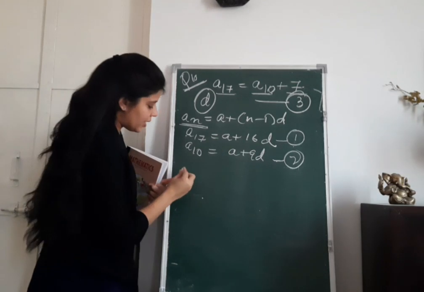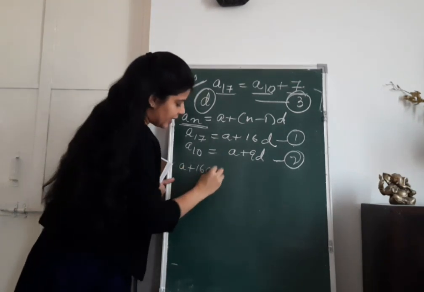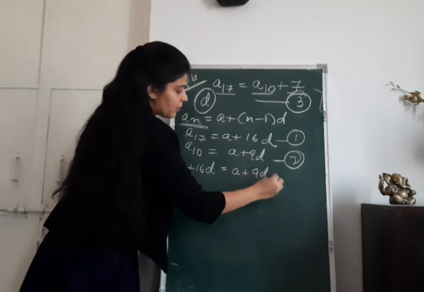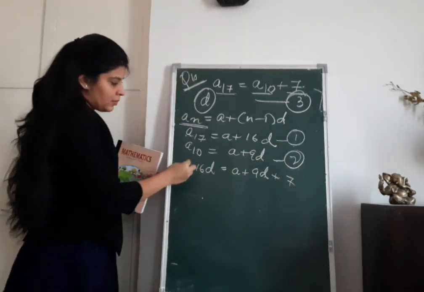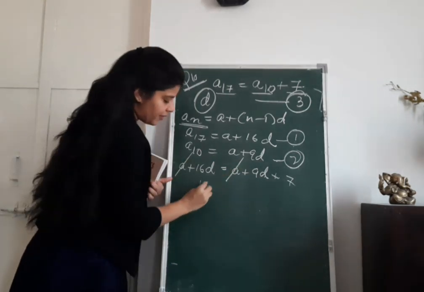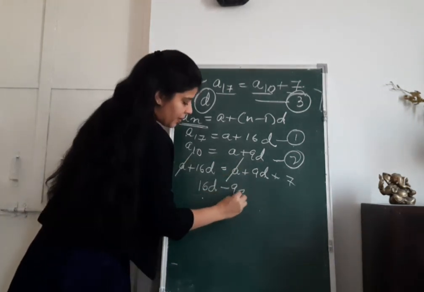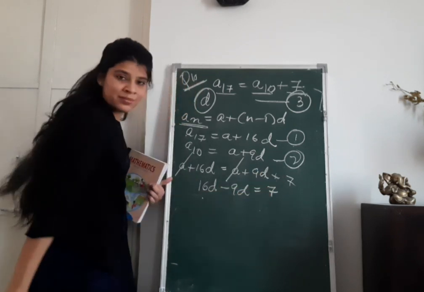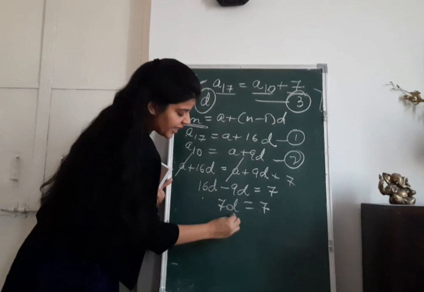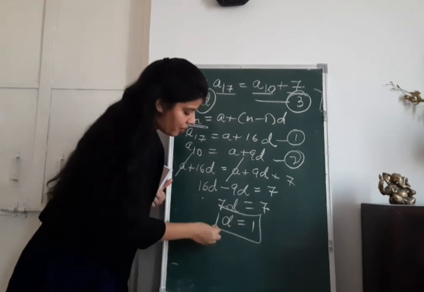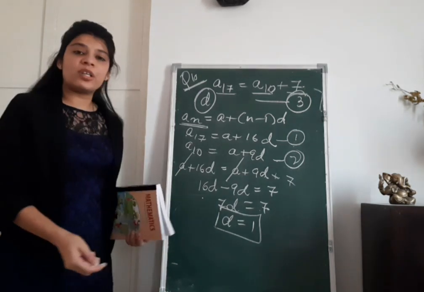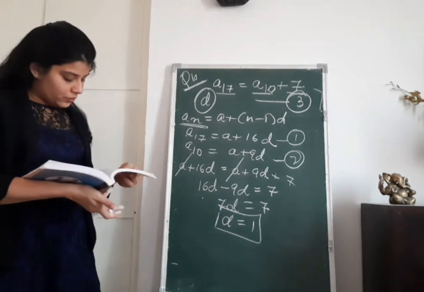I will get a plus 16d is equal to a plus 9d plus 7. a and a will get cancelled, right? Then I will have 16d minus 9d is equal to 7. That gives me 7d is equal to 7. That gives me d is equal to 1. So the common difference for this question is going to be equal to 1.